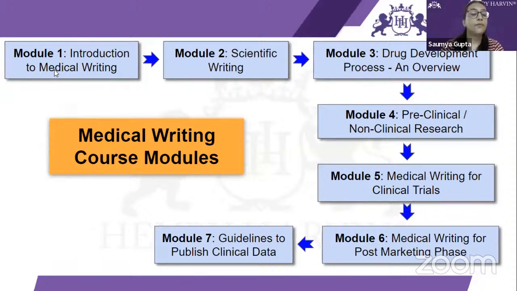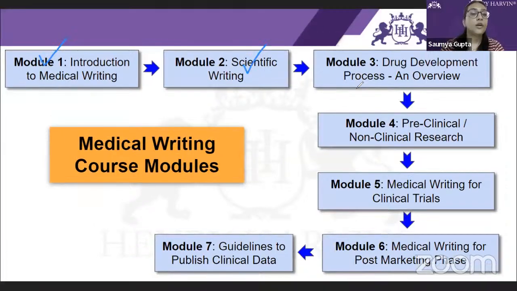Then you have module number 2. As I said, medical writing is divided into 2 categories: medical communication and regulatory writing. We'll move according to that only. We'll start with medical communication first, and in that we'll take up scientific writing. In scientific writing, we will discuss how you can write a news article, a review article, and a research article, and also case reports, along with examples.